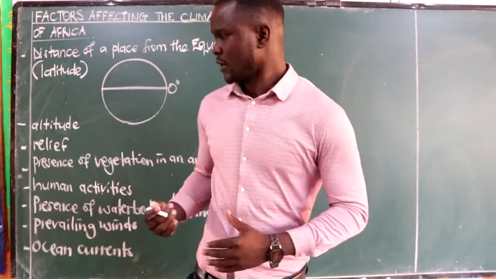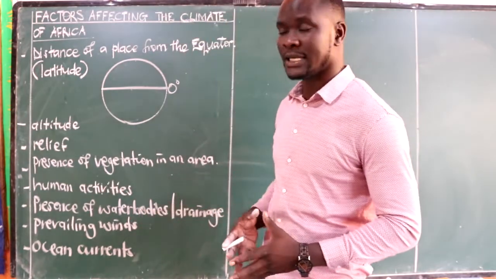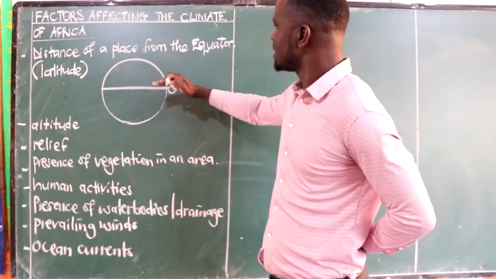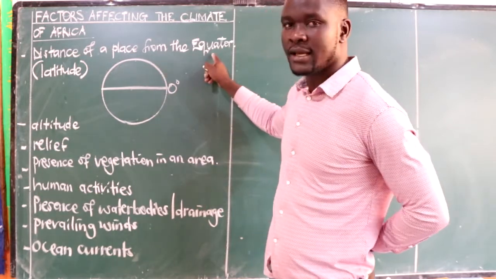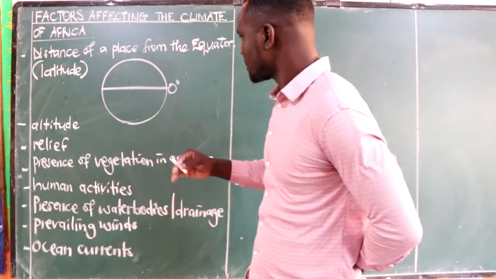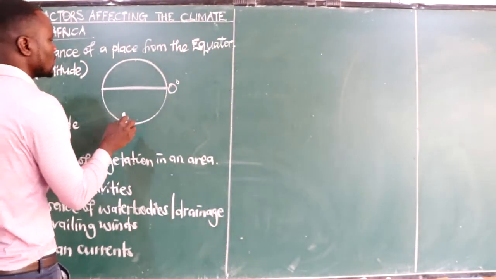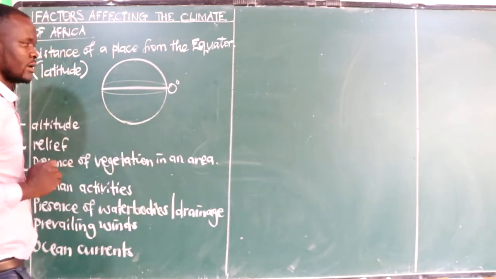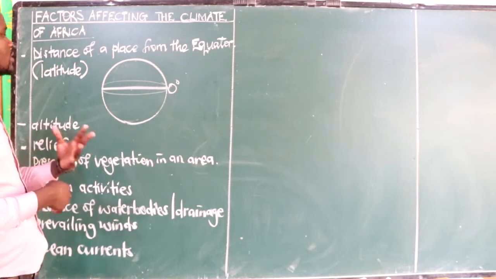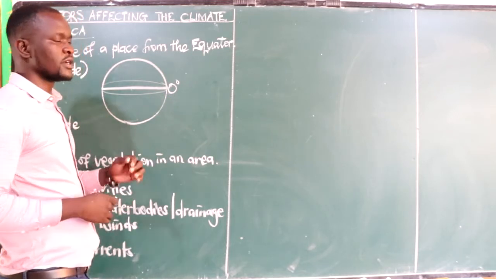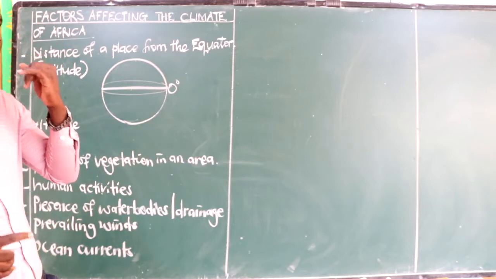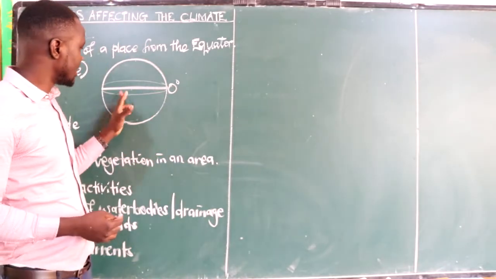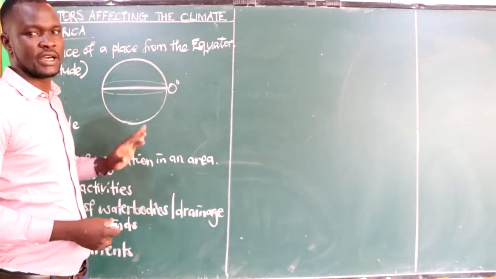Having looked at that, we are going to look at how does each factor affect the climate. One, we said we have distance of a place from the equator. How does this affect climate? You will find that areas which are near the equator tend to experience what we call equatorial climate. Reason being, and these areas always tend to have a lot of rainfall experienced. These areas receive a lot of rainfall.